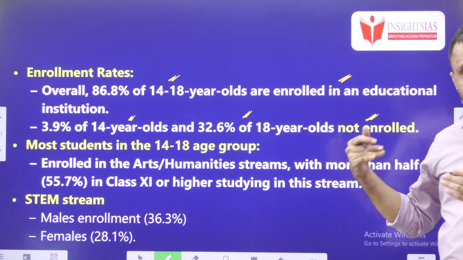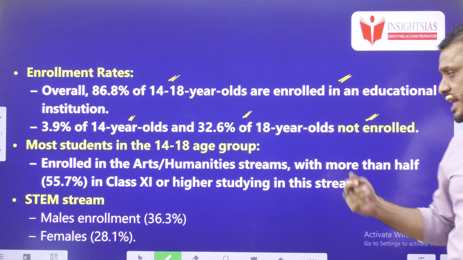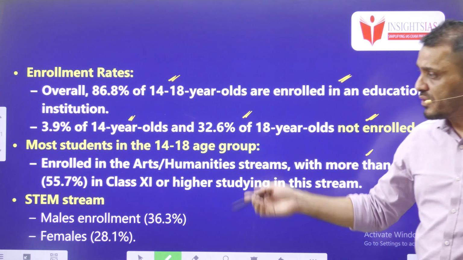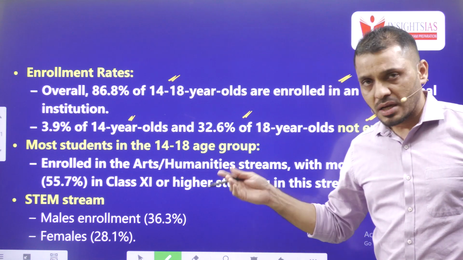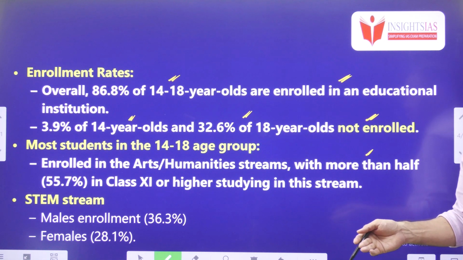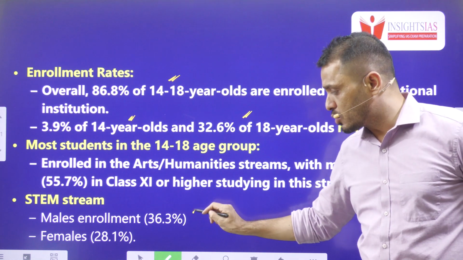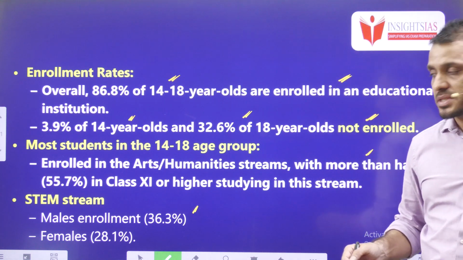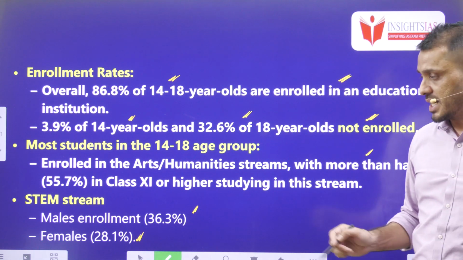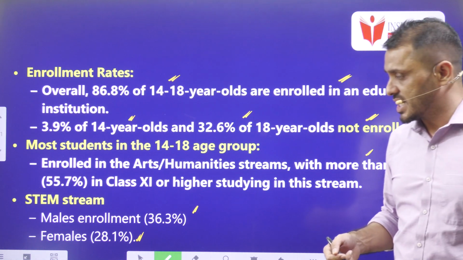Then in the student group between 14 and 18 years of age, the majority are enrolled in humanities or arts backgrounds. Around 55.7% above class 11 are enrolled in the arts or humanities streams. Regarding science, that means STEM areas, male enrollment stands at 36.3% and female enrollment stands at 28.1%. That means male enrollment in STEM areas is a little bit higher.